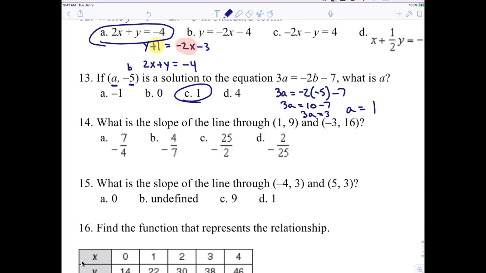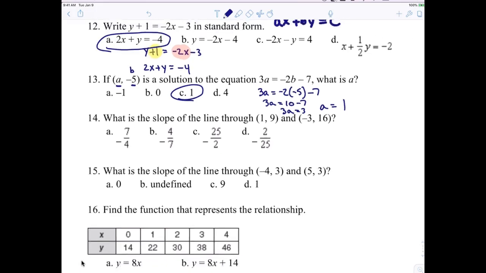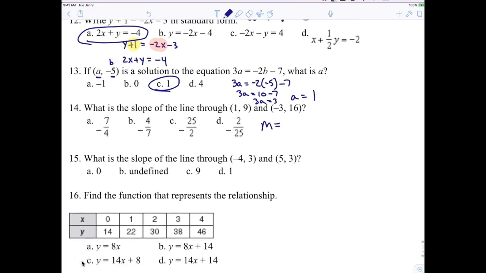All right, now 14. Again, we're just practicing the slope. What is the slope formula again? M equals y2 minus y1 over x2 minus x1.